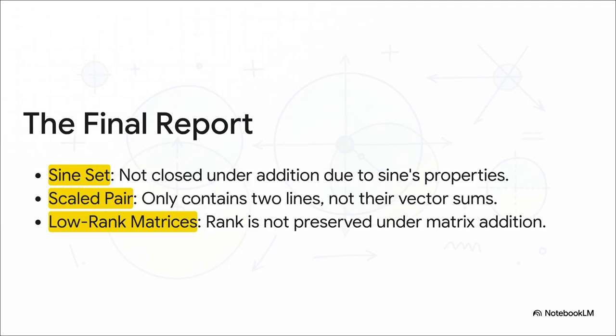So let's just do a quick recap of the case file. The sine set failed because sine just isn't a linear operator. It breaks the addition rule. The scaled pair failed because it only contained 2 lines, not all the possible combinations between them. And the low-rank matrices failed because rank is a property that isn't always preserved when you add matrices together. Each one had a single, fatal flaw.